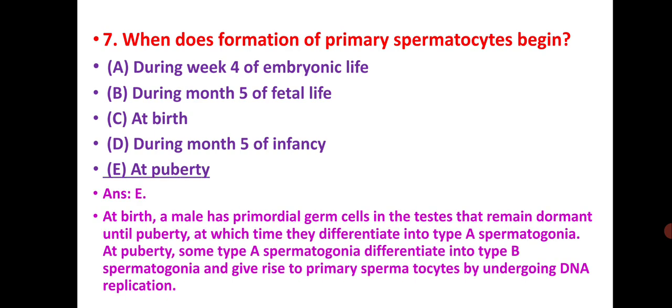At birth, a male has primordial germ cells in the testis, which remain dormant until puberty. At puberty they differentiate into type A spermatogonia, and some type A spermatogonia differentiate into type B spermatogonia, which give rise to primary spermatocytes by undergoing DNA replication. So the answer will be at puberty.